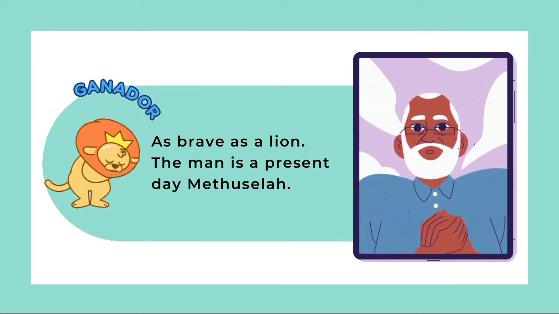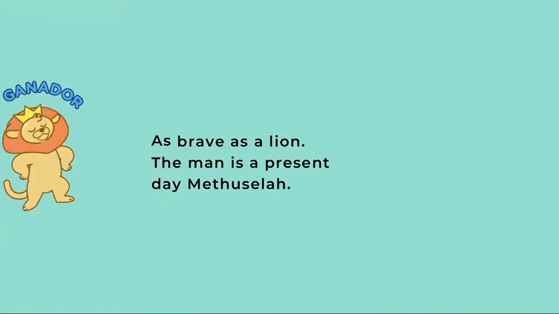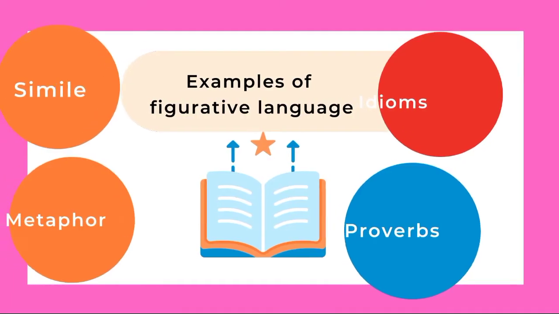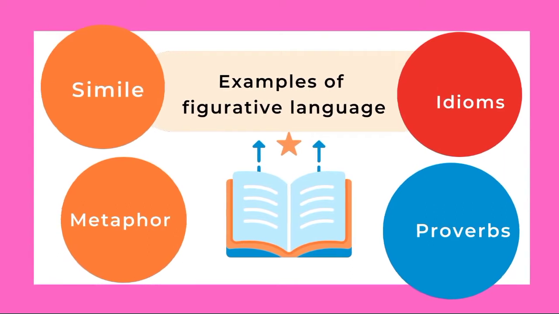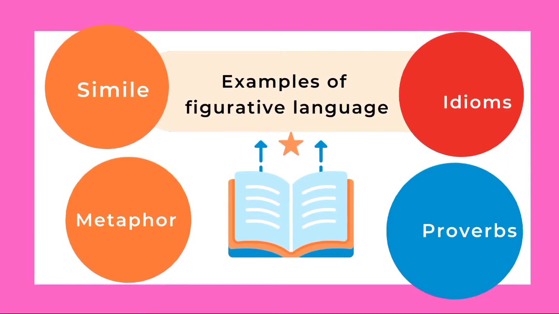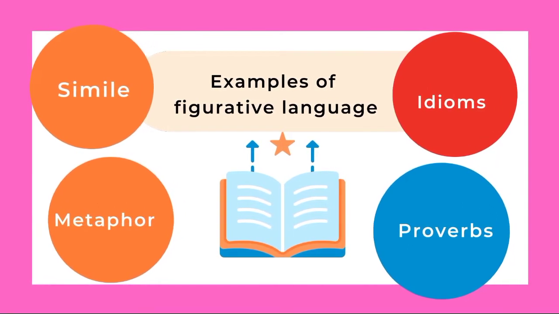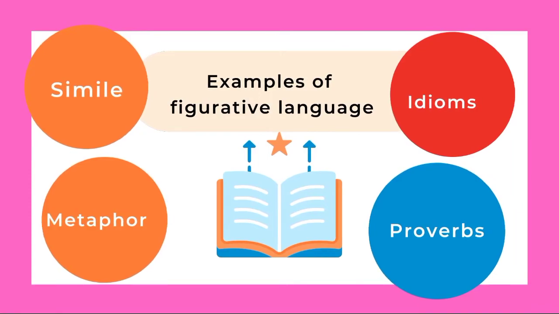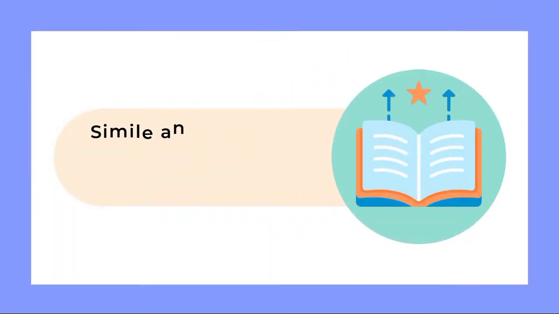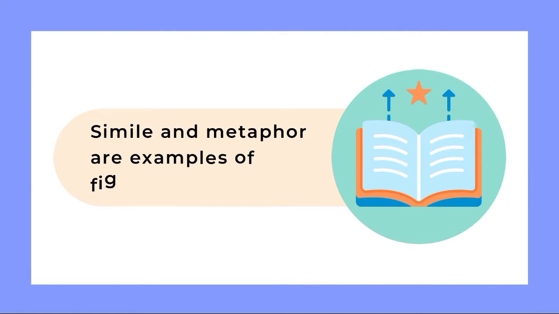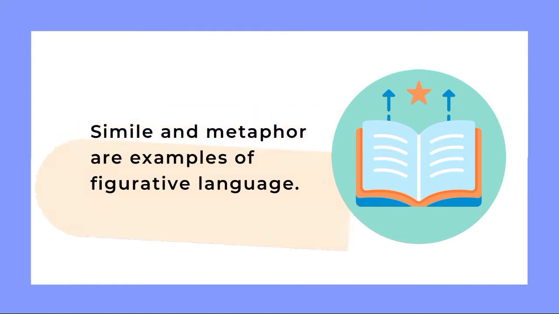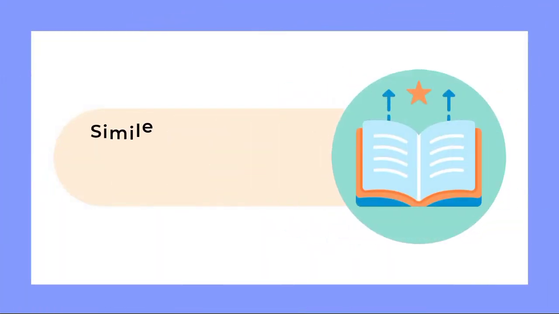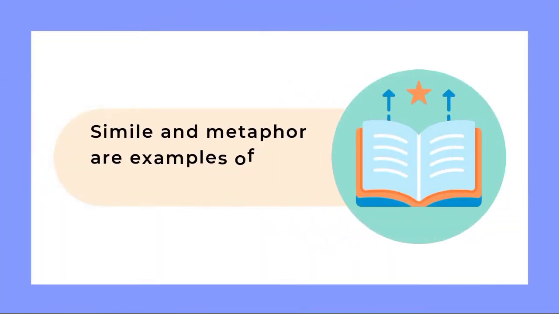There are different types of figurative language, but in this video we'll focus on two: simile and metaphor. Both simile and metaphor are examples of figurative language. Both of them are used to compare. However, there's a slight difference between simile and metaphor. So I want you to figure that out.